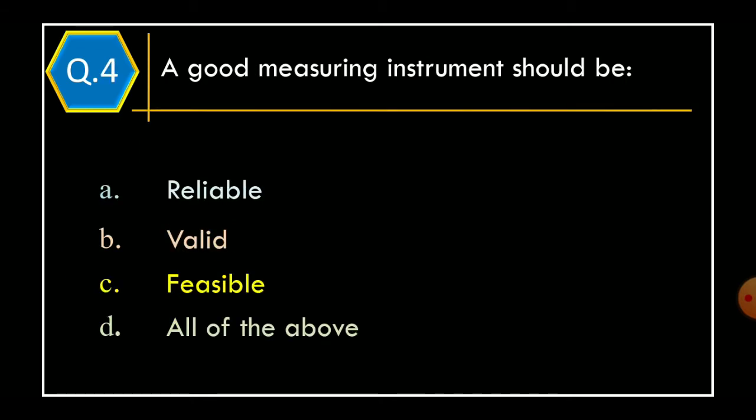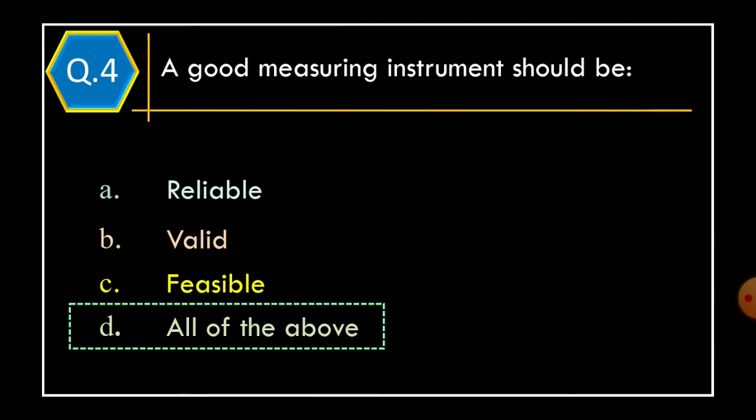Question 4. A good measuring instrument should be option A, reliable, option B, valid, option C, feasible, option D, all of the above. And correct option is option D, all of the above.